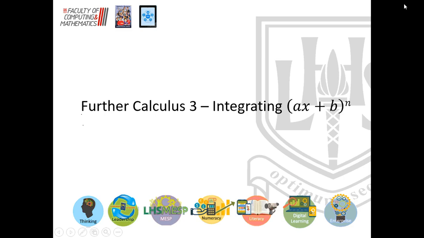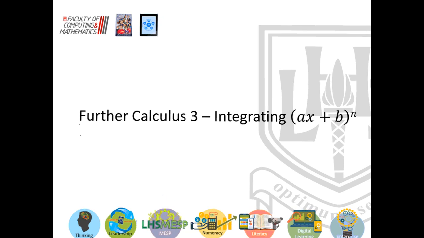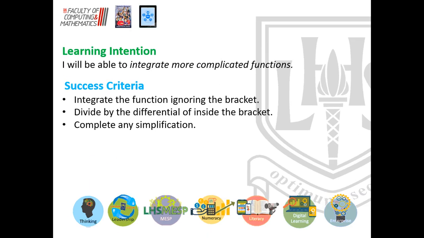Hi there, welcome to the third video for the calculus topic, looking at integrating (ax + b) to the power n, essentially going backwards with the chain rule, so reversing the chain rule process to integrate rather than differentiate. We're also going to have a look at a couple of trig things at the end. I'm going to flip over the success criteria now, because again it's a kind of instruction of how to do it.